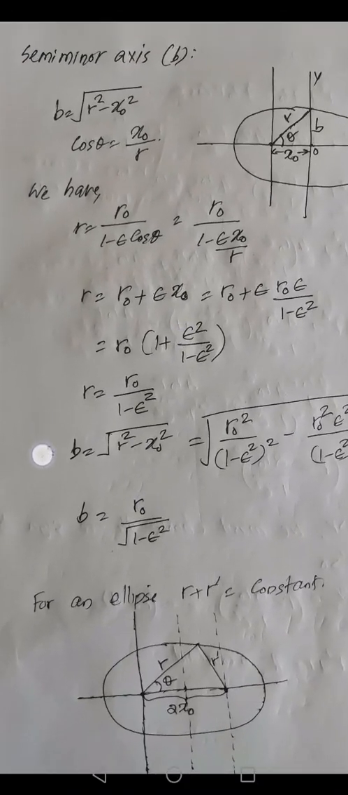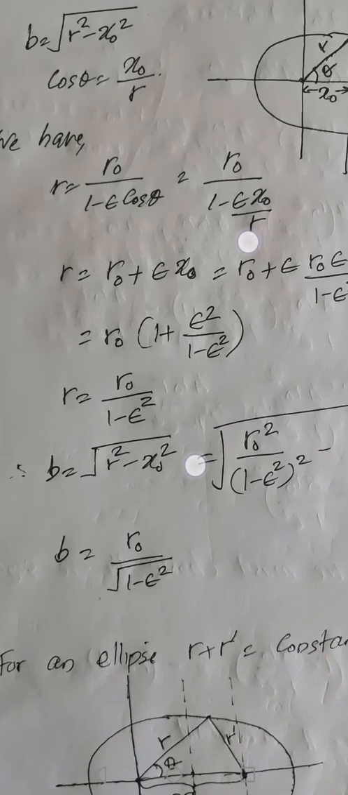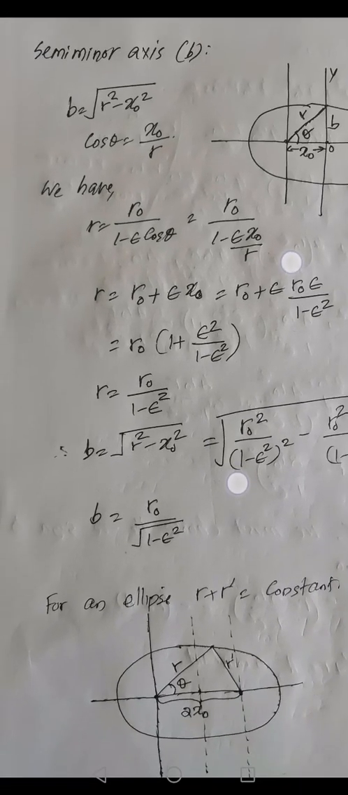Now we have the equation for general conic section, r is equal to r0 by 1 minus epsilon cos theta, where cos theta is x0 by r. Cross multiply and rearranging, r is equal to r0 plus epsilon x0, where x0 is r0 epsilon by 1 minus epsilon square. So that is r0 into 1 plus, and doing the calculation you will get r is equal to r0 by 1 minus epsilon square. Okay, so now we got the value of r, therefore b is equal to square root of r square minus x0 square.